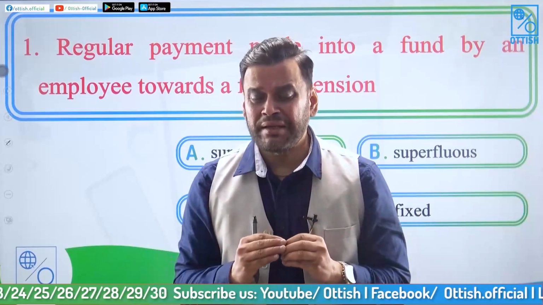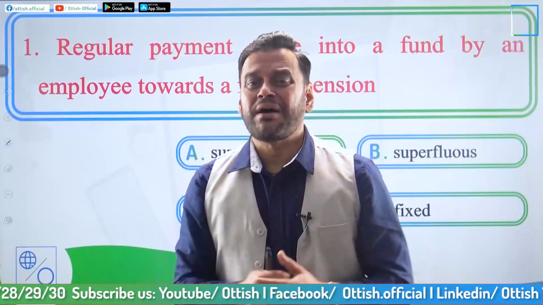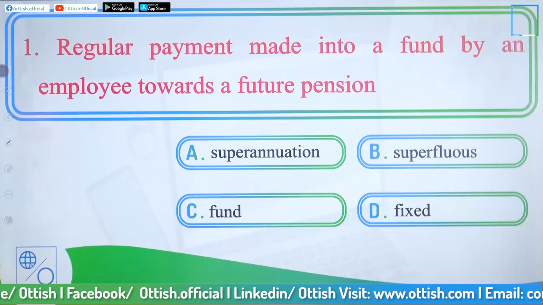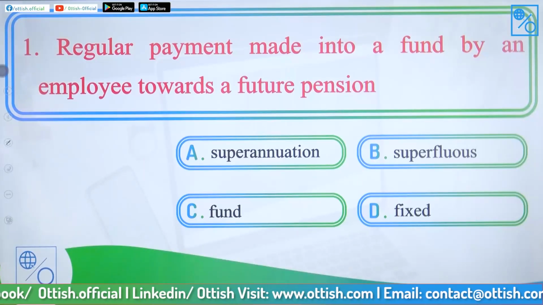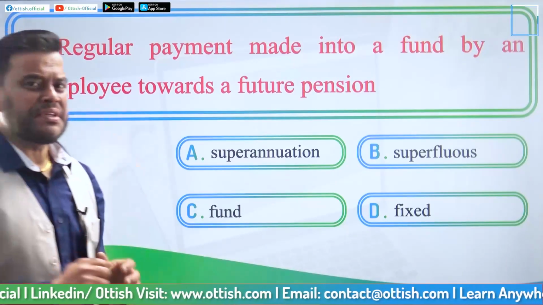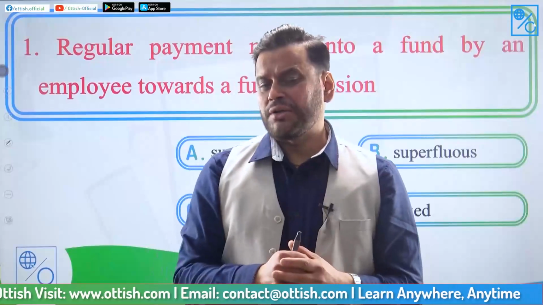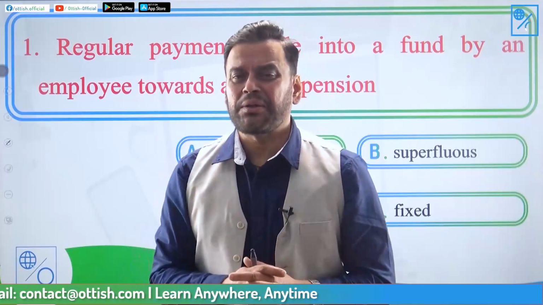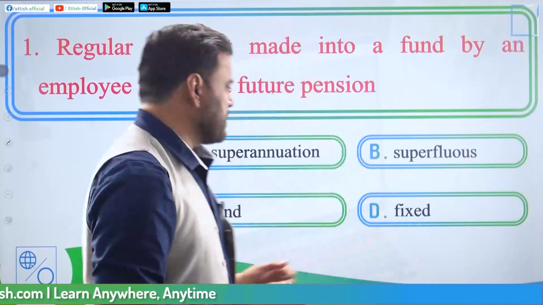What is the fund that an employee regularly deposits for a future pension called? So you have the options: superannuation, superfluous, fund, and fixed. Okay, now let me tell you. In one word substitution, there is no direct meaning option. So now let's see that.